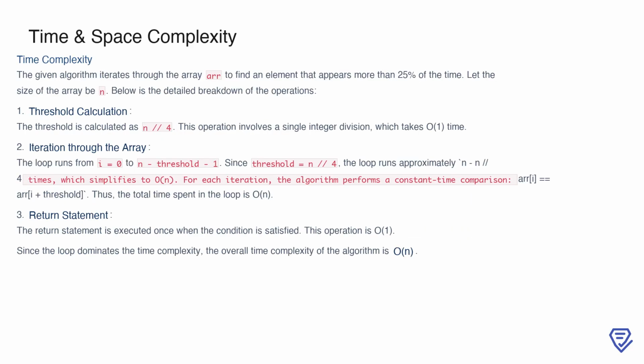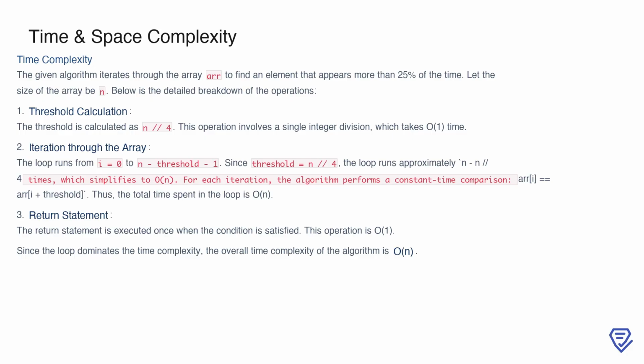The time complexity of this algorithm revolves around 3 primary operations. First, the threshold calculation involves determining n/4, which is simply a single integer division and takes constant time, or O(1). Next, the main part of the algorithm is the iteration through the array. The loop runs from I equals 0 to n minus threshold minus 1, which essentially corresponds to n/4 iterations. This simplifies to O(n), since the number of iterations grows linearly with the size of the array.